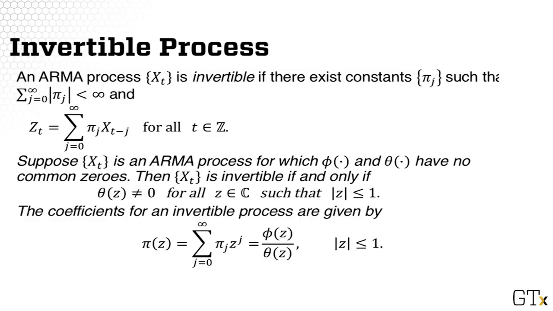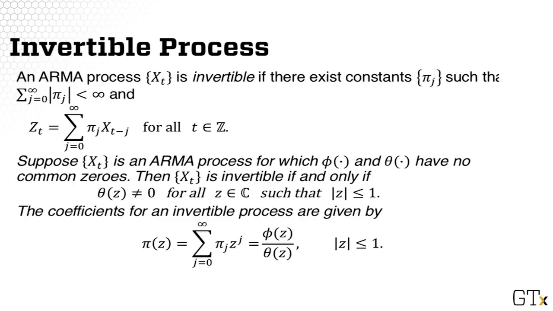We can also go from an MA or moving average process, or more general ARMA process, to an AR process where the order can be infinity, meaning that the ARMA process is invertible. More specifically, for a process to be invertible, there exist constants pi j, where the sum of the absolute value of the constants is finite, such that the linear combination of past xt minus j's weighted by pi j is a white noise zt.